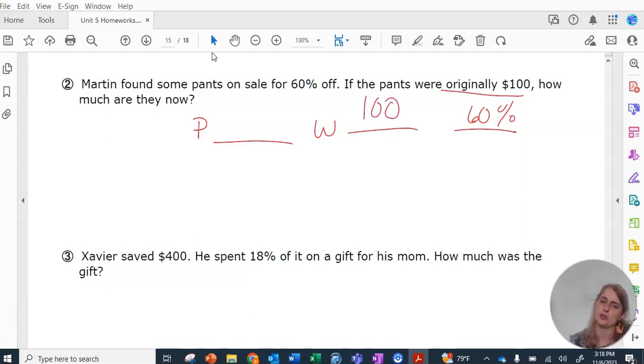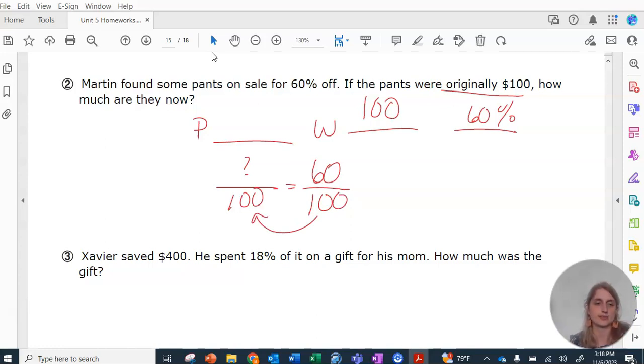Same setup. Oh, but even easier. The whole is 100. We don't know the part. It is equal to 60% as a fraction. Wait a minute, that's a times 1 relationship. Don't forget a dollar sign on your answer.